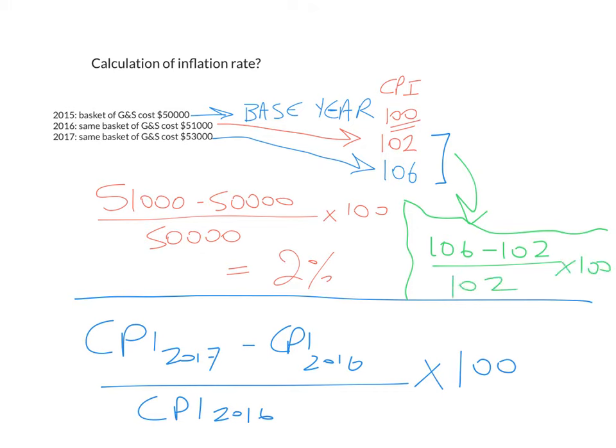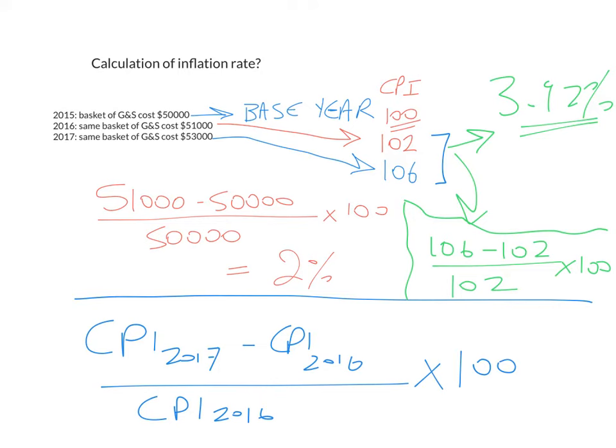If you calculate that, 106 minus 102 divided by 102 times 100, that means it's 3.92%. So the inflation rate between 2016 and 2017 is 3.92%. So remember, to get the CPI, you are comparing to the base year that you set at the beginning of the period of time that you're measuring.